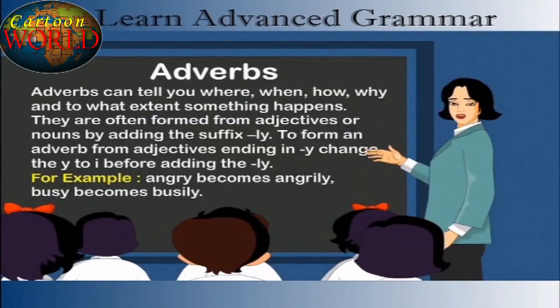Adverbs. Adverbs can tell you where, when, how, why, and to what extent something happens. They are often formed from adjectives or nouns by adding the suffix ly. To form an adverb from adjectives ending in y, change the y to i before adding the ly. For example, angry becomes angrily, busy becomes busily.